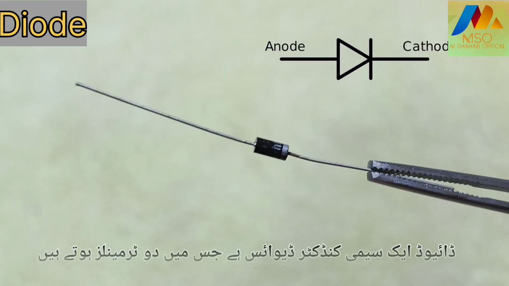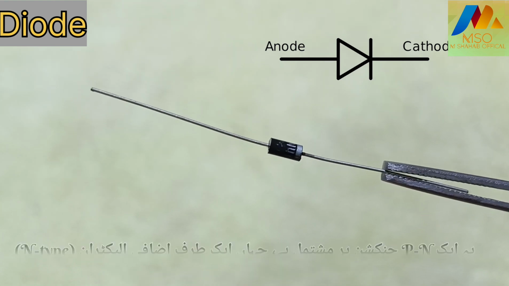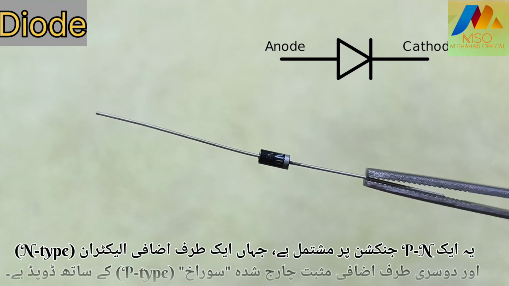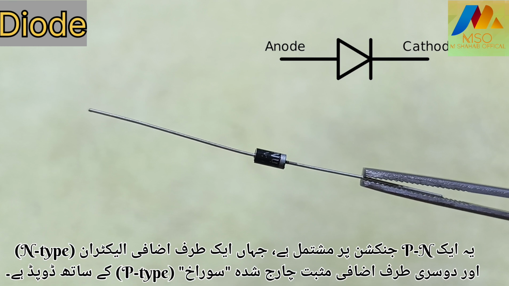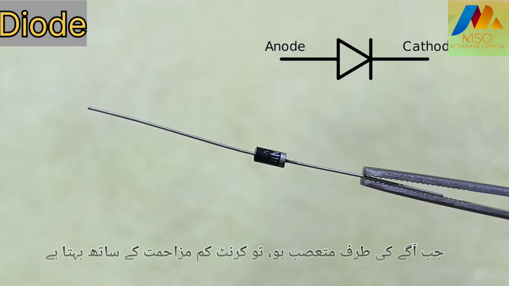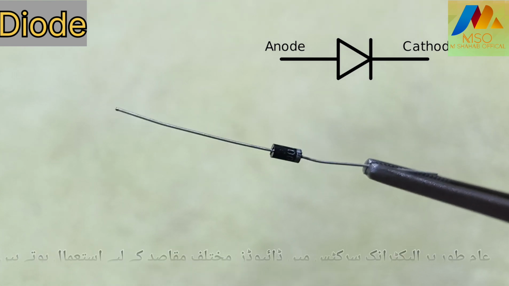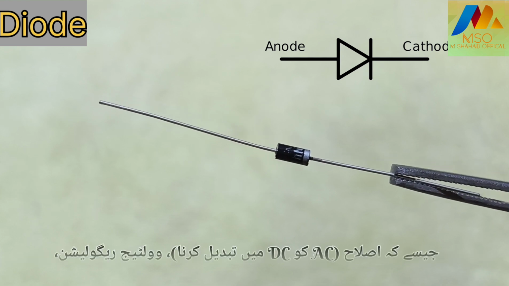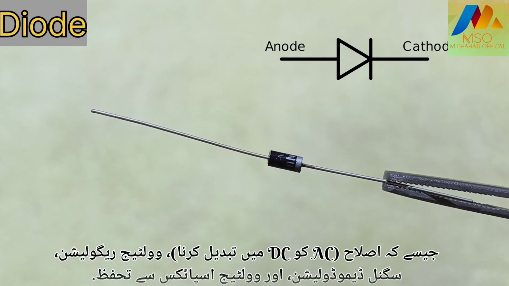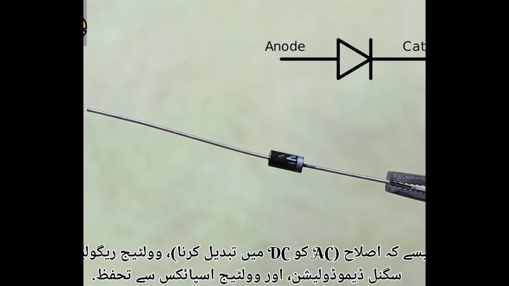A diode is a semiconductor device with two terminals that allows current to flow in one direction only. It consists of a p-n junction, where one side is doped with excess electrons, n-type, and the other side with excess positively charged holes, p-type. When forward biased, current flows with low resistance, while reverse bias blocks current flow. Diodes are commonly used in electronic circuits for various purposes, such as rectification, converting AC to DC, voltage regulation, signal demodulation, and protection against voltage spikes.